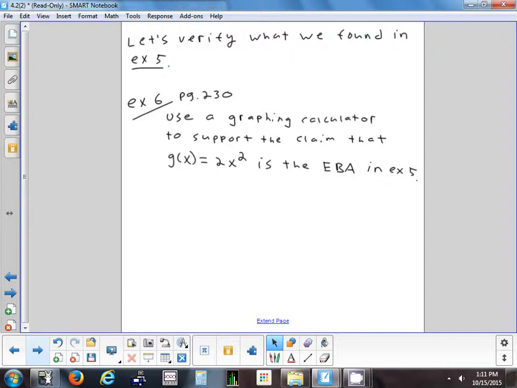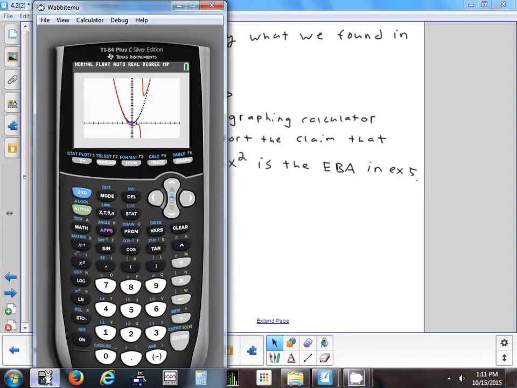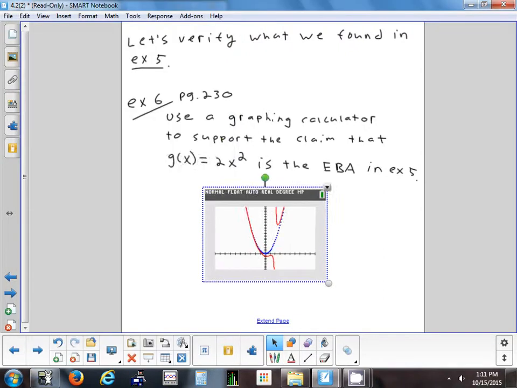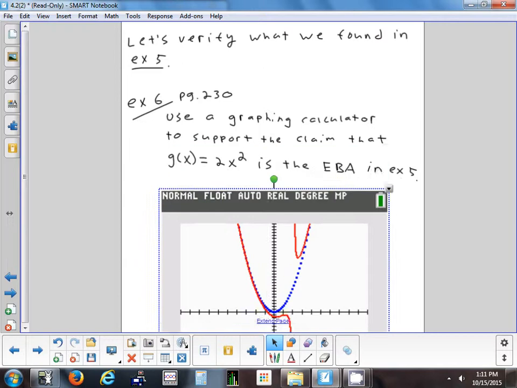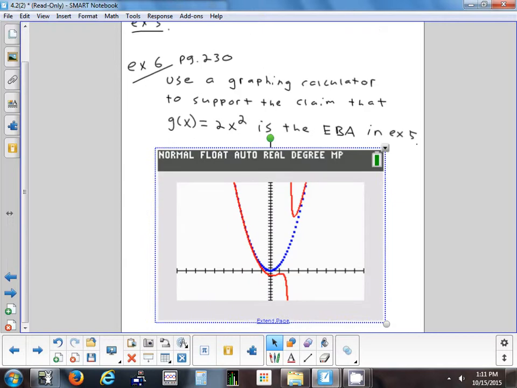Right, so for this example, all they wanted you to do was sketch that and look to see, does it look like the red line is getting closer and closer to the blue? And it is. Okay. Any questions on that?